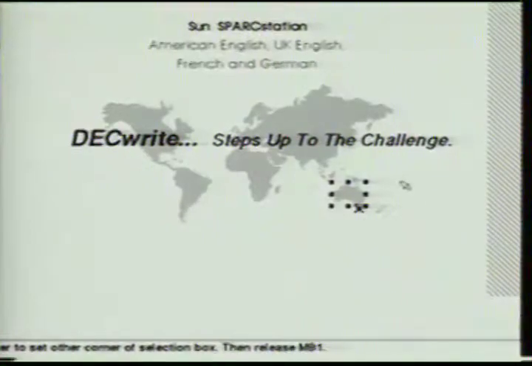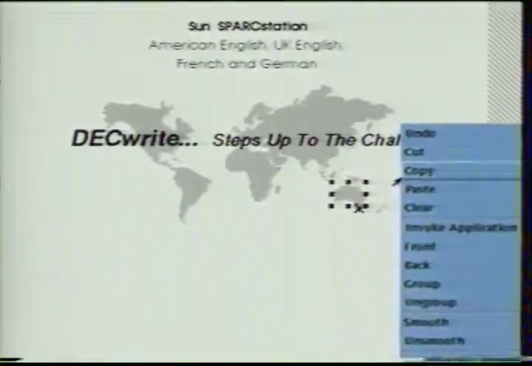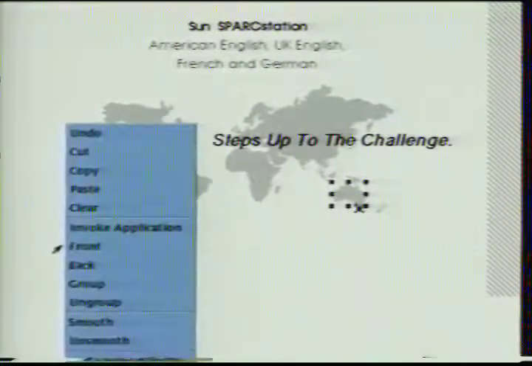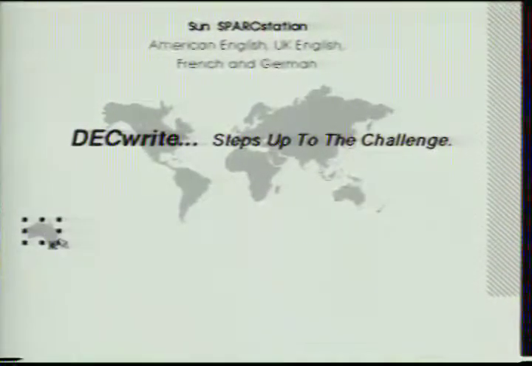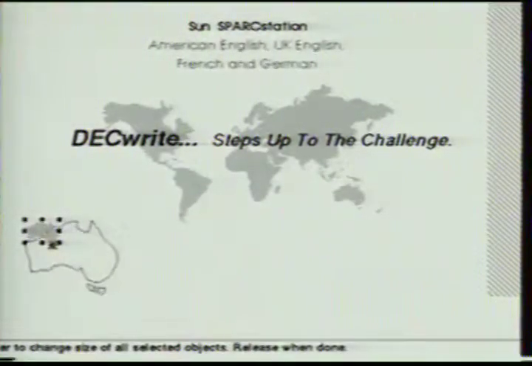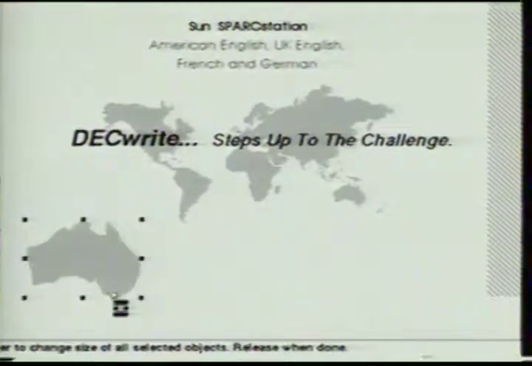I'm going to hold the Shift key and drag my mouse again to select Australia. And now that I have it selected, I'll get my pop-up menu, and I'm going to copy this, move somewhere else in the page, and I'm going to paste it. With DECwrite, in addition to being able to scale my clip art, I can also scale it proportionally so I don't lose the meaning. In order to do this, as I drag with mouse button 2, I'm going to press the Shift key so I can proportionally resize Australia.